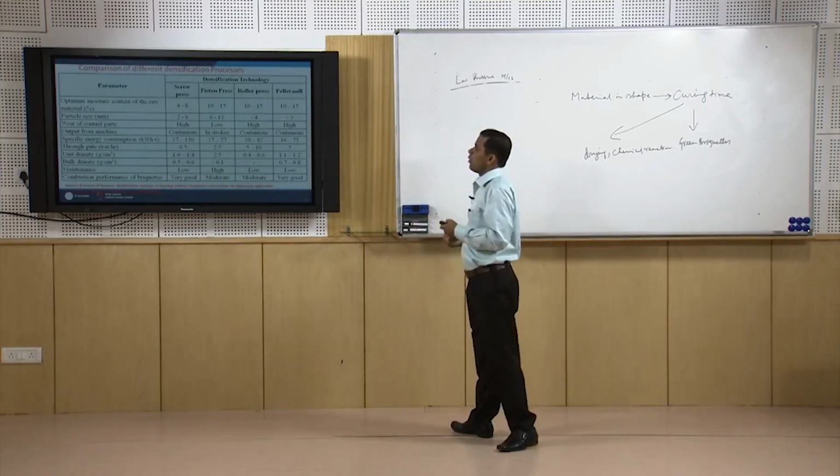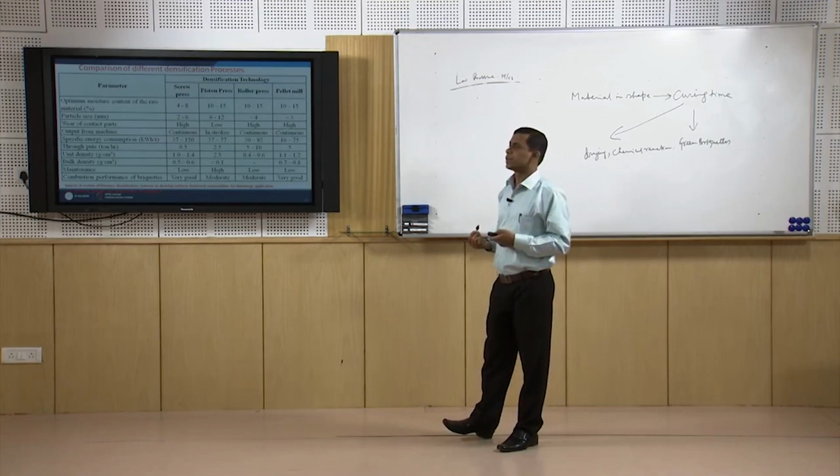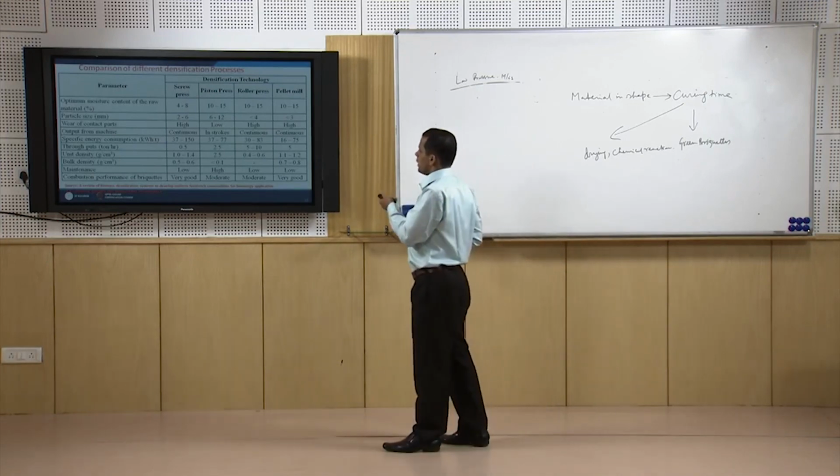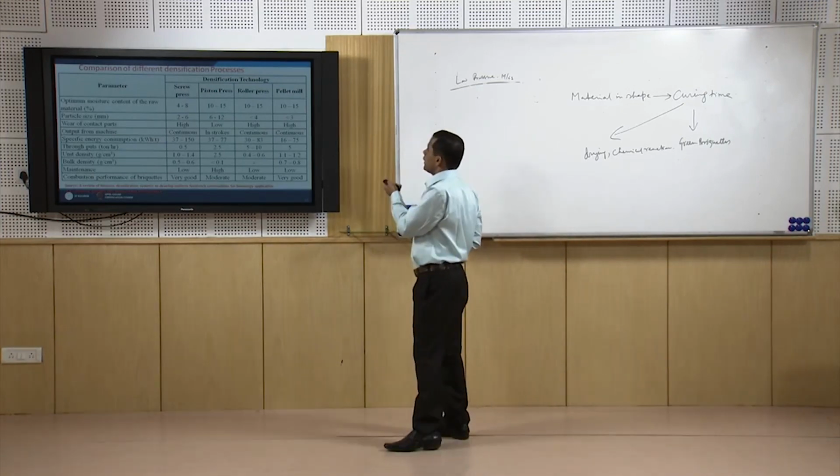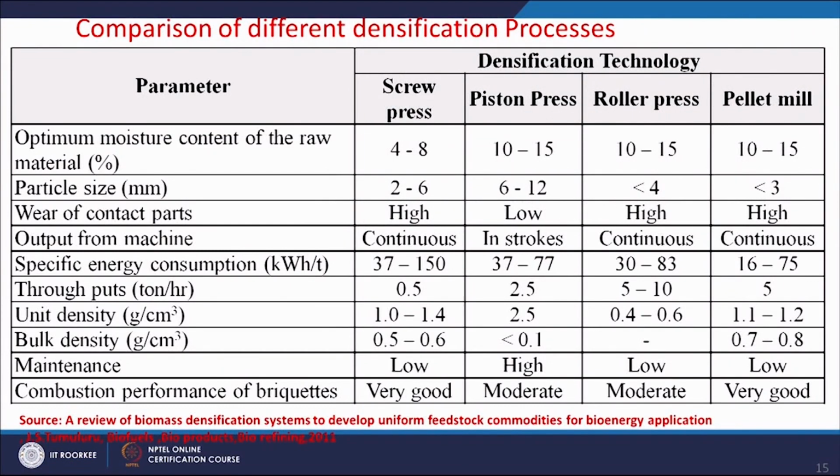Now, we will see the comparison of different densification processes: screw process, piston press, roller press and pellet mill. These 4 types of machines have been compared, although 2 are used for low scale production and 2 are for higher scale production. We see here the throughput for the screw press is 0.5 ton per hour, and 2.5 ton per hour for the piston press, whereas the roller press is 5 to 10 and the pellet mill is 5.